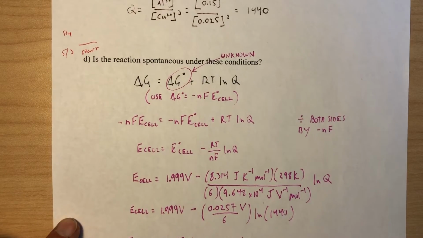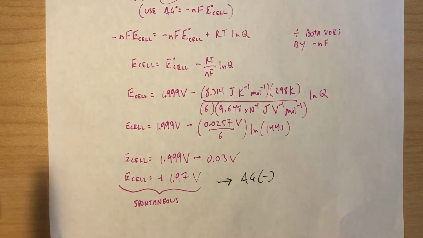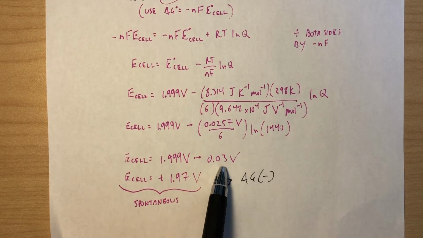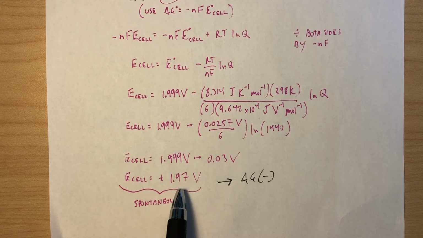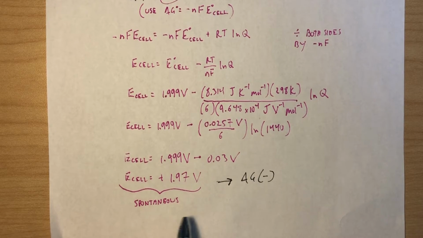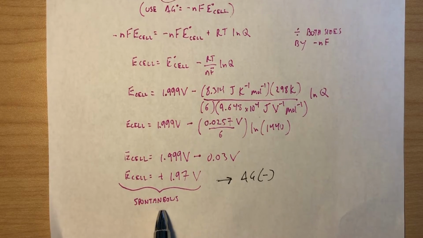When we do all this math out, we get an E cell that's equal to 1.999 volts minus 0.03 volts, and we get an E cell that's equal to positive 1.97 volts. As we discussed previously, when you have a positive E cell, that always gives you a negative delta G. So this is an E cell that tells us that the forward reaction is indeed spontaneous.